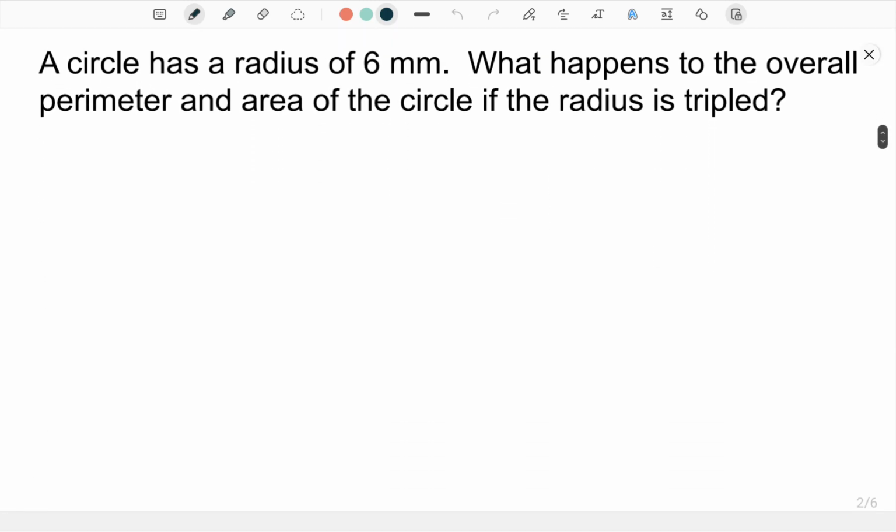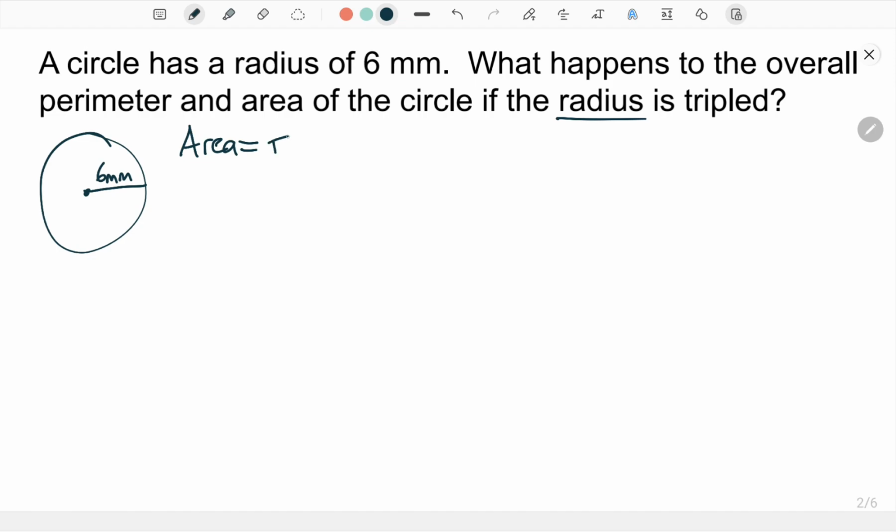So let's begin with something like a circle. So a circle, let's draw it out. We have one with a radius of 6 millimeters. And we want to know what the overall perimeter and area, how those change if the radius is tripled. So we're going to start off with the original. Let's see what the area is and the perimeter is in this original case. And then we'll see what the new case is.